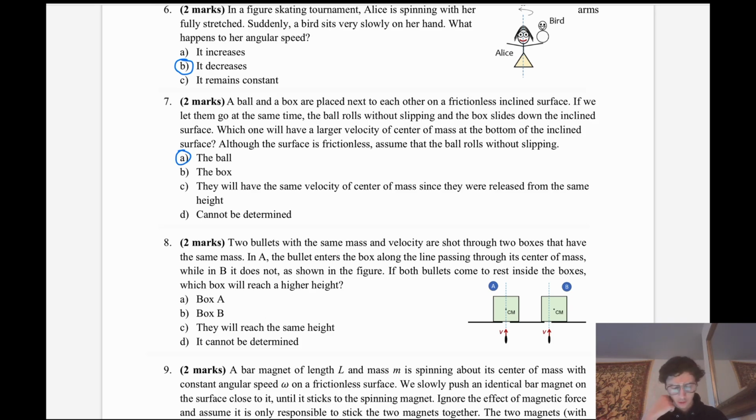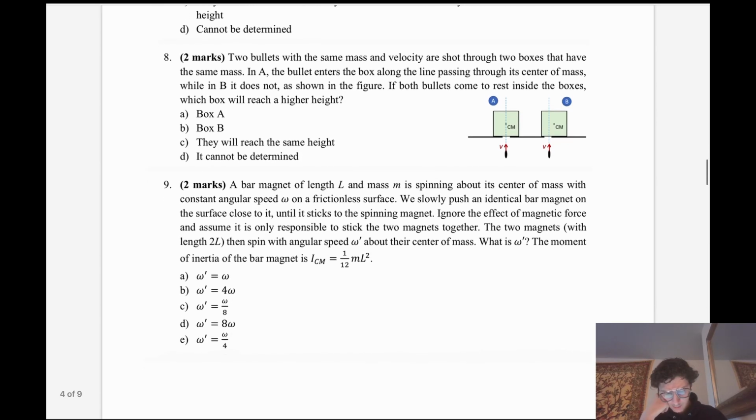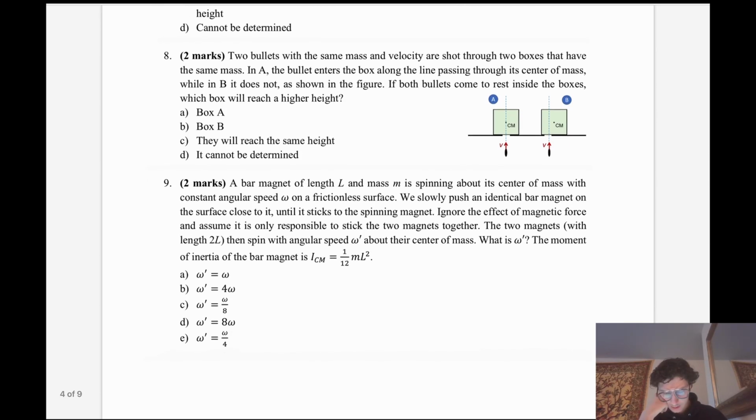Something related to kinetic energy. I remember seeing a problem related to this. Two bullets with the same mass and velocity are shot through two boxes that have the same mass. In A, the bullet enters the box along the line passing through its center of mass, while in B it does not, as shown in the figure. If the bullets come to rest inside the boxes, which box will reach a higher height?